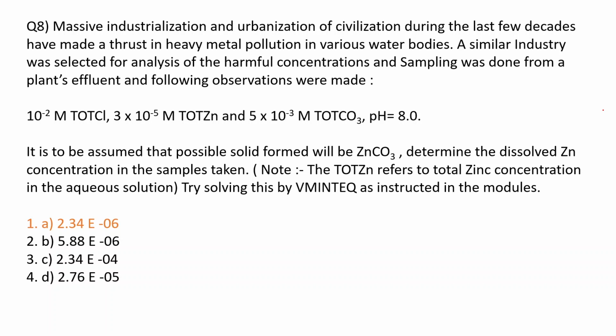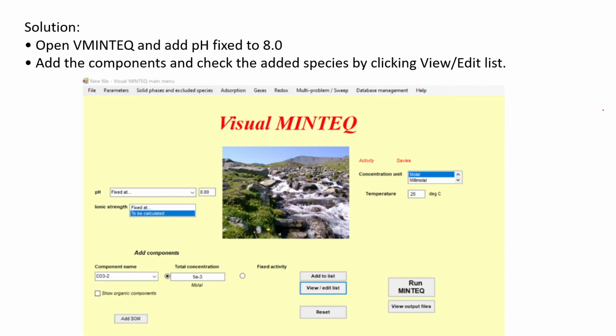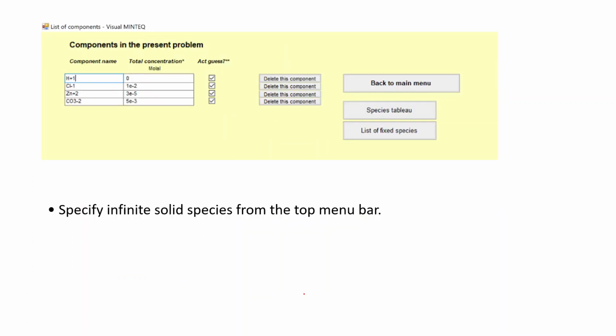So the correct option is option A, 2.34 into 10 raised to the power minus 6. And how is this coming? So first of all, we'll fix the pH to 8. So here in the very first option, we'll fix the pH to 8. Then we will add the components one by one and their total concentrations, and we can do that by clicking on view edit list. So this is what we got.